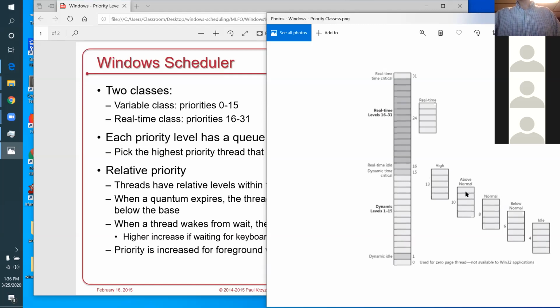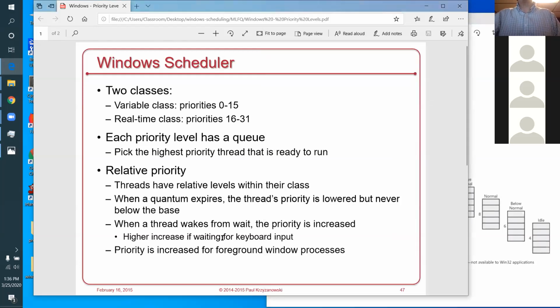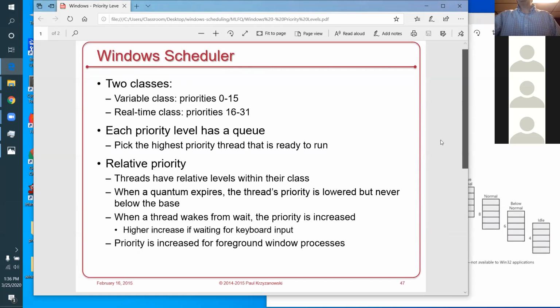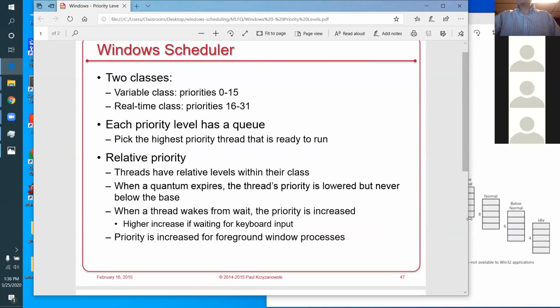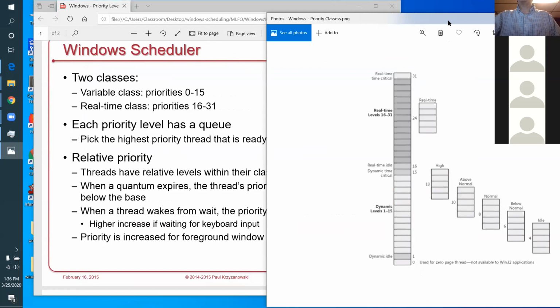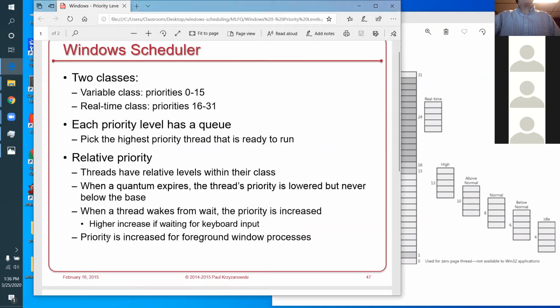So you go to the highest priority. Okay. Here it implies that you don't necessarily go to the highest priority, that, for example, keyboard input makes you go higher up than others would. Okay. And then here's what I was saying, that priority is increased for foreground Windows processes. Now, this is the foreground Windows process, the window that's in the front, as opposed to this window over here. Now, he says that the priority is increased for foreground.